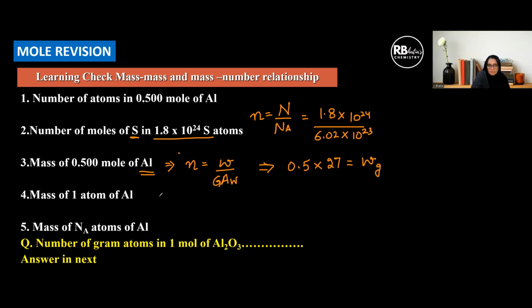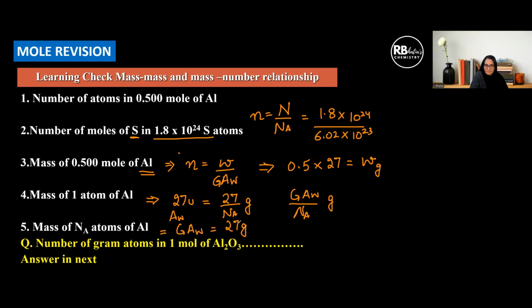Mass of one atom of aluminium. What is the mass of one atom of aluminium? It is equal to either 27 u or 27 upon Avogadro number of grams, because mass of one atom is its gram atomic mass divided by Avogadro number if we want the answer in gram, and if we want the answer in u, it's the atomic weight in u. What is the mass of Avogadro number of atoms of aluminium? It's equal to the gram atomic mass, which is 27 gram.